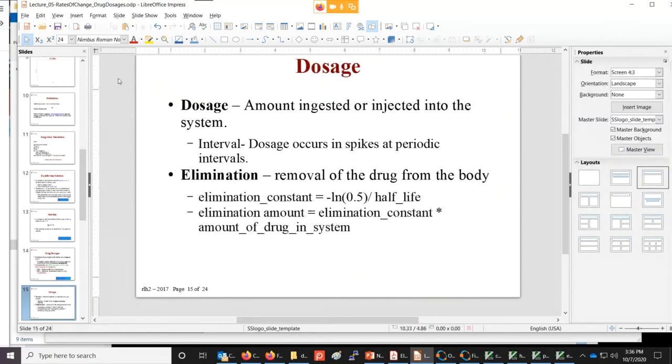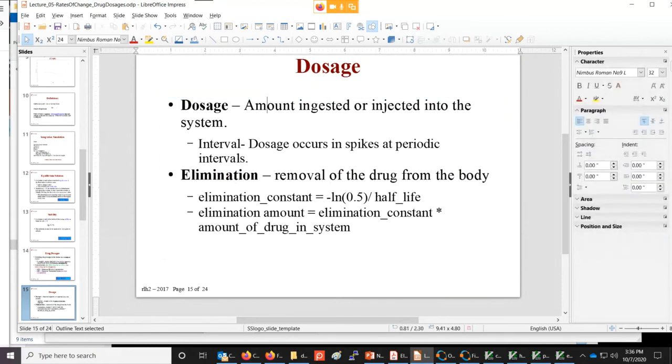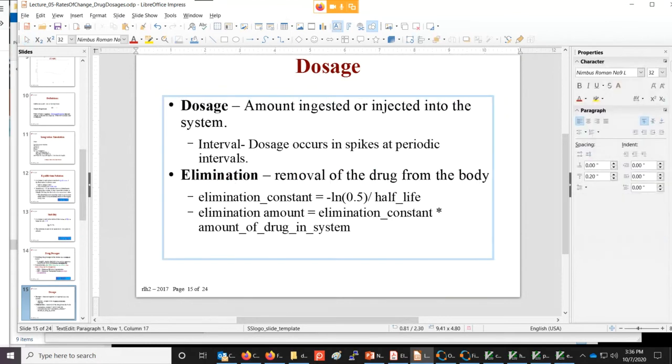But we have to generate a pulse. The dosage is something that we're going to take, whether it's ingested or injected into the system, but it's a spike that happens just at periodic intervals. Boom. Okay, we just took another one. All right, and then for this dosage, we have the elimination, right?